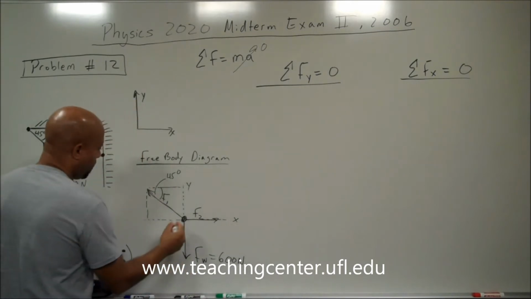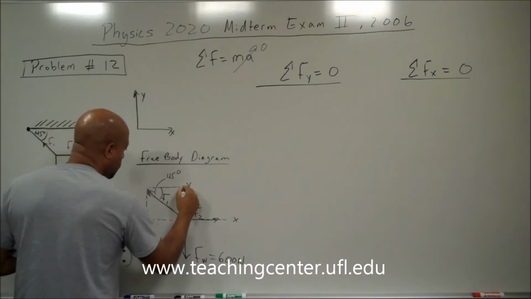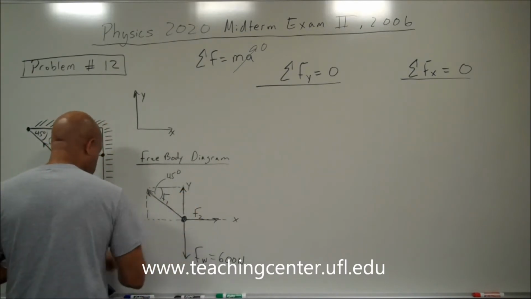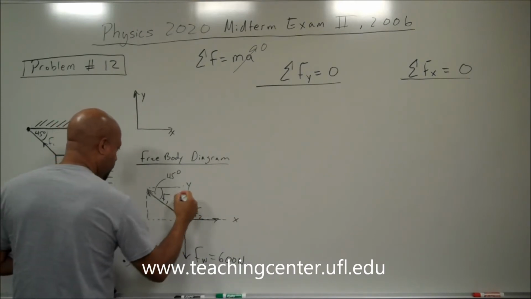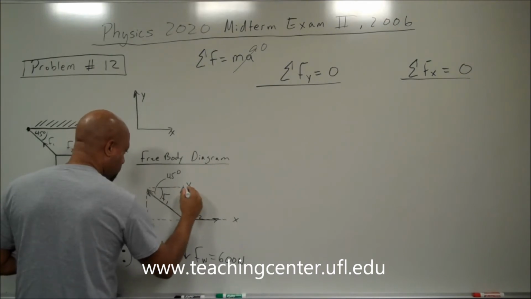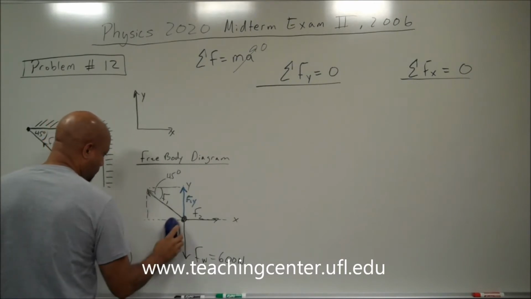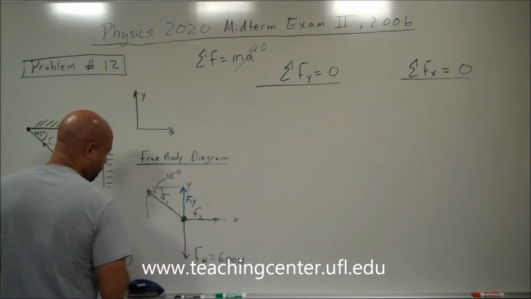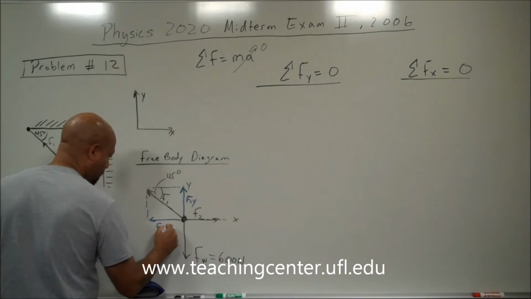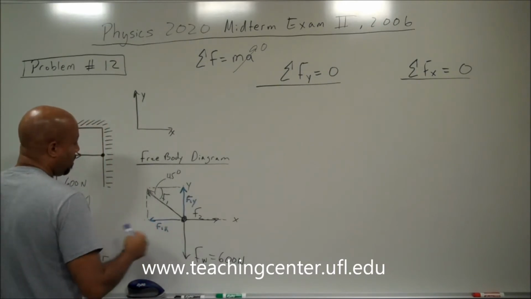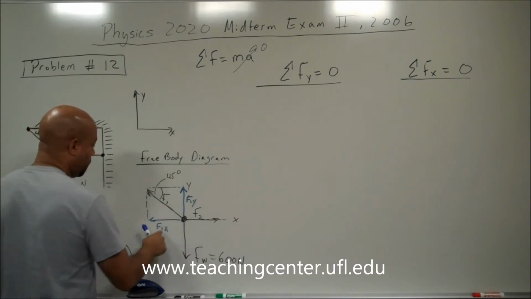So if we do that, we resolve this force 1 into its X and Y components. Let's use a different color here. We get, let's call this force 1y, and we resolve the X component, so we'll call that force 1x. Now instead of the force 1, we're going to use the components of force 1 in the Y and the X direction.